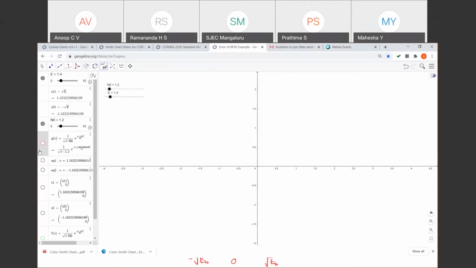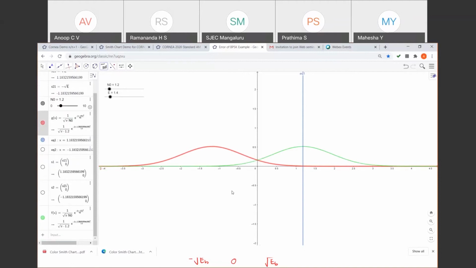So for that, I've written this: the conditional probability density function of the random variable 0, and this is the probability density function of the random variable 1.